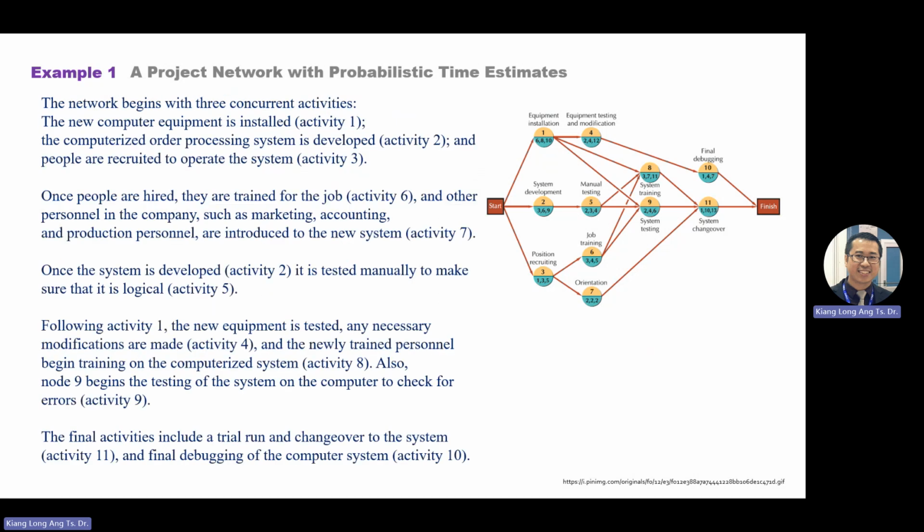So the first method of presenting the question, you will see a paragraph, something like this, like which activity, activity 2 must fit to activity 5, for example, like this statement. Once the system is developed, activity 2 is tested manually to make sure its logic, activity 5. So this statement means activity 2 goes to activity 5, like this one, 2 pointing to 5. So this one, we expect you to convert all these things into this form.